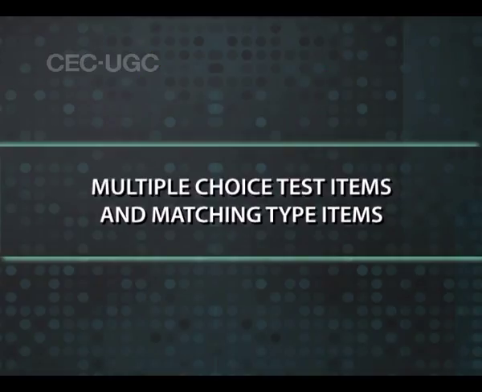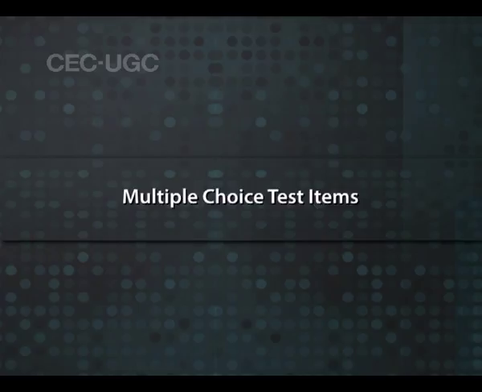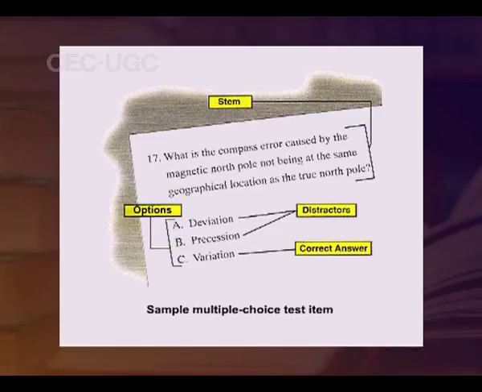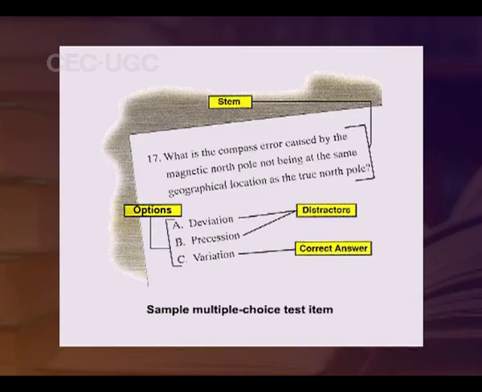Multiple choice test items and matching type items. Multiple choice test items. A multiple choice item consists of two parts: stem and options, or alternatives, or responses. The first part, which is presented in the form of a direct question or incomplete statement, is called the stem, and the second part is called options. Usually a multiple choice item has 4 or 5 options. Among the options, one is the keyed response or the correct response, and the others are called distractors or misleads.